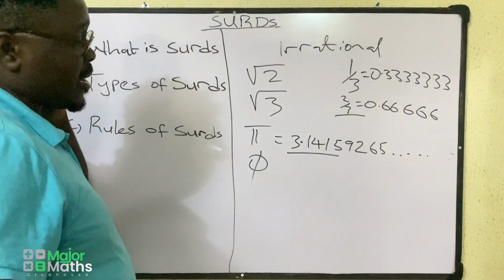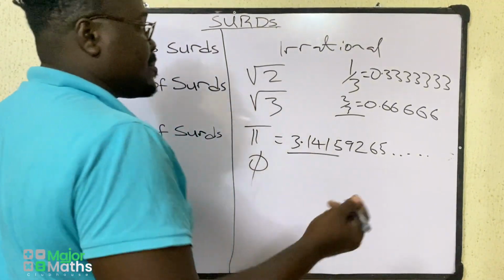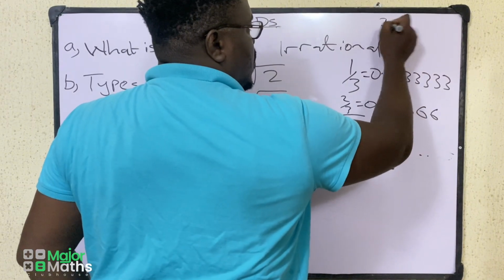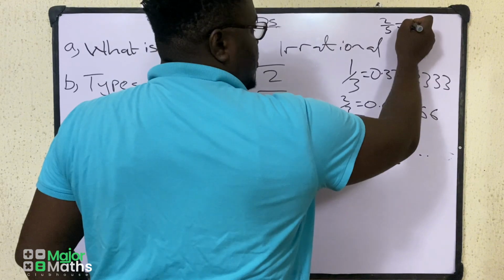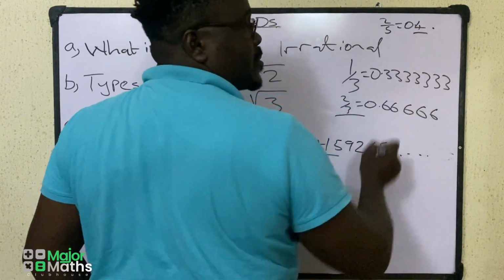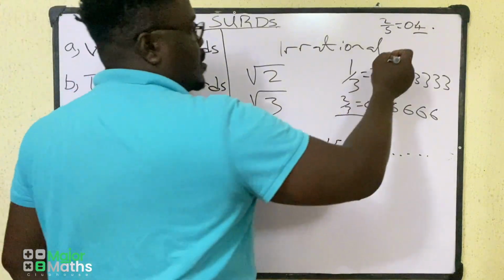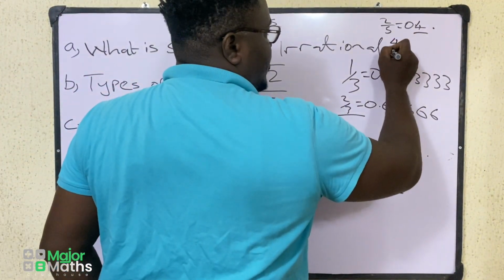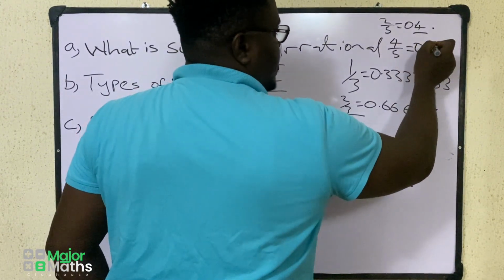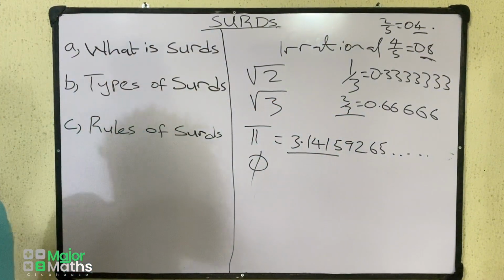Rational numbers in terms of fractions are fractions that either terminate or recur. When I say terminate, it's something like this: 2 over 5 will give you 0.4, the end, and it stops. That's what we call terminate, to end. Or 4 over 5, what is it? 0.8. That's what we call terminate.